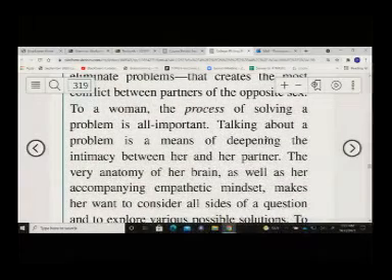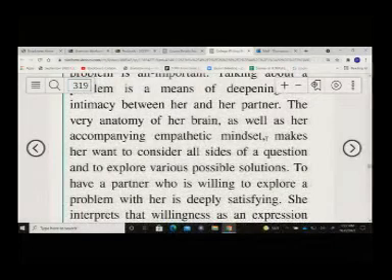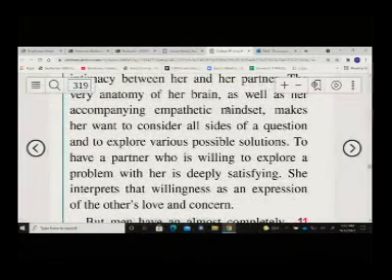To a woman, the process of solving a problem is all important. Talking about a problem is a means of deepening the intimacy between her and her partner. The very anatomy of the brain, as well as her accompanying empathetic mindset, makes her want to consider all sides of a question and to explore various possible solutions. To have a partner who is willing to explore a problem with her is deeply satisfying. She interprets that willingness as an expression of the other's love and concern.